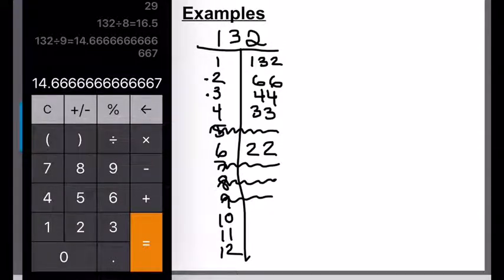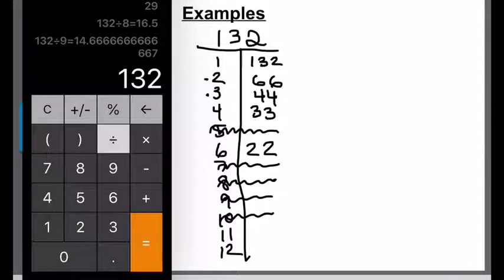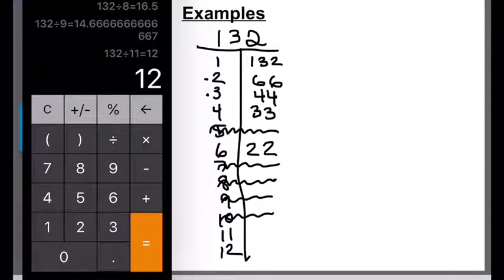Our divisibility rule for 10 is our number has to end in 0 or 5. 132 ends in 2, so it is not a factor. 132 divided by 11 equals 12.